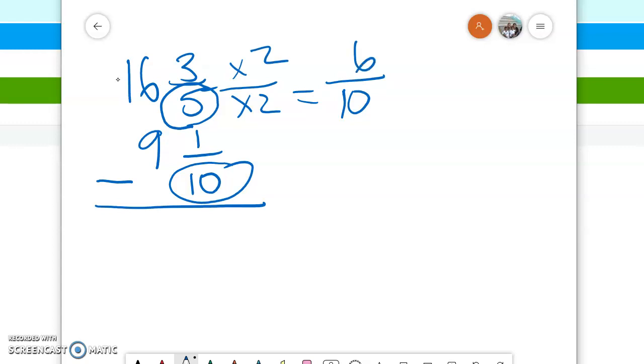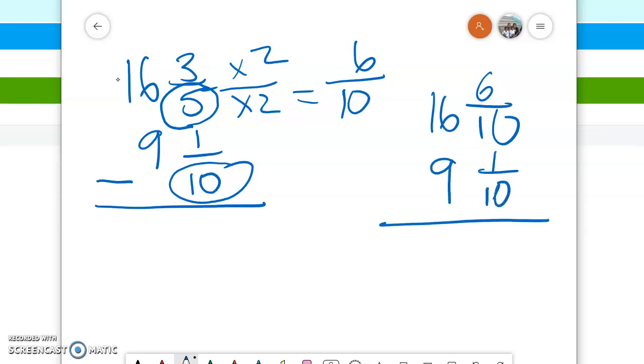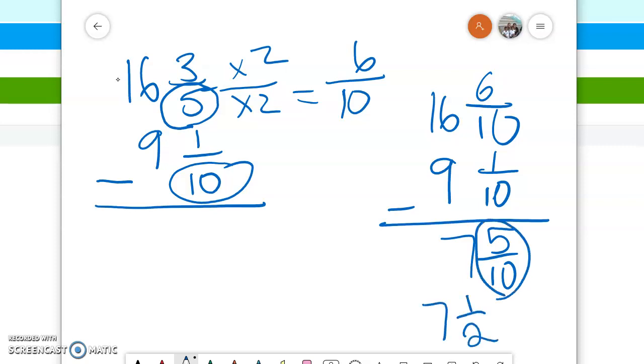I'm going to rewrite my problem. 16 6/10 and 9 1/10. And luckily for me, nothing difficult left to do here. We're just going to do 6 minus 1, which is 5/10. And then 16 minus 9, which is 7. And then 5/10 can be simplified further to 7 1/2.